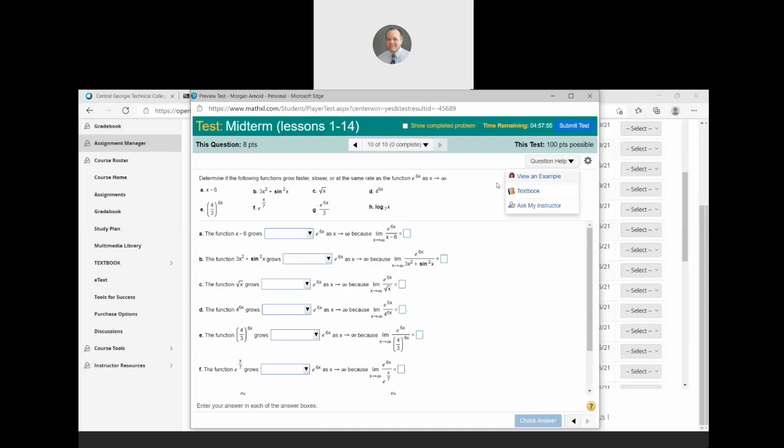And then finally, question 10, this is over lesson 14 on relative rates of growth. You can view an example, refer to the textbook, or ask yours truly if you need help.